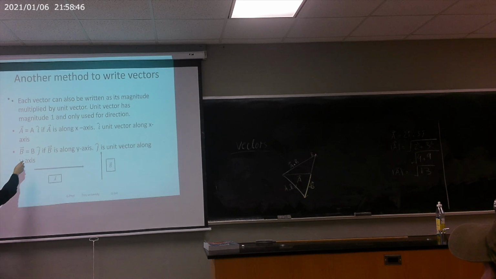If I put a negative here, what does that mean? If it's negative bj, it's downward. Correct? Did the magnitude change? No. Did the direction change? Yes. So negative and positive only show the direction. They do not tell you anything about the magnitude.